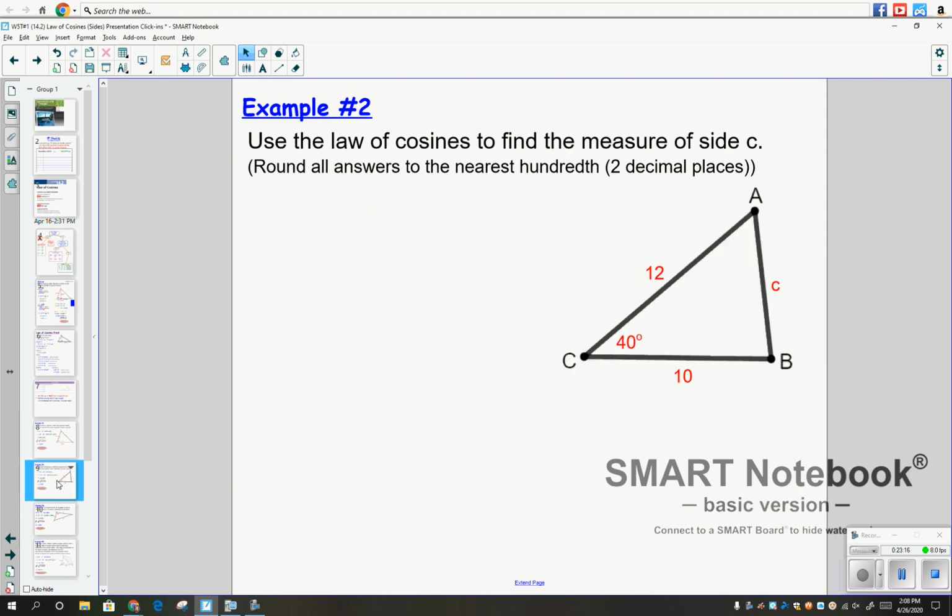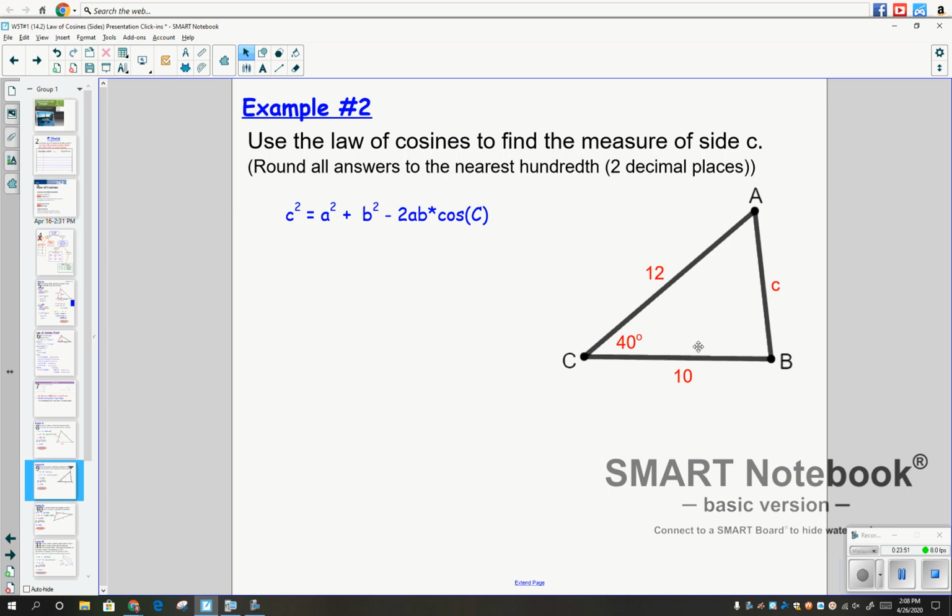So example number 2, let's take a look at another one here. I want to use the law of cosines to find the measure of side C. So which law of cosines formula am I going to use? C squared equals A squared plus B squared minus 2AB times cosine of C. The side I want to find is the side that has to be by itself. So if they were asking me to find side A, I'd use the one that had A squared by itself. Side B, I'd move to the one with B squared by itself. So I'm using the one with C squared again.